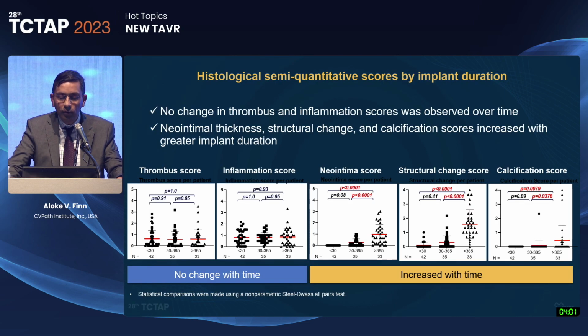And so this is the results of histological semi-quantitative scores by implant duration. You can see that the salient findings are there was really no change in thrombus and inflammation scores over time according to the time points collected. Neointimal thickness was increased over time in the leaflets. Still, neointimal thickness greater than 365 days was pretty low, grade 1. Structural changes were also increased over time as valves aged. You can see they were slightly higher, but still not nearly requiring any kind of intervention. And calcification scores also increased with greater implant duration.